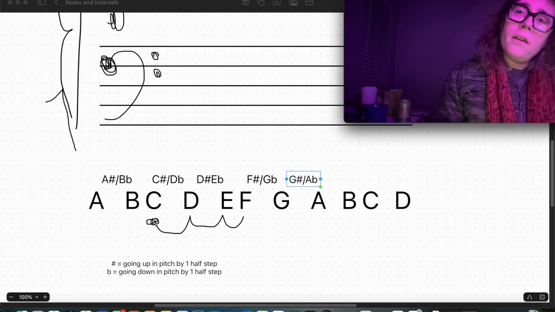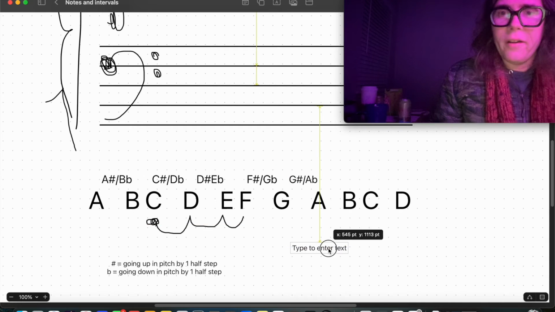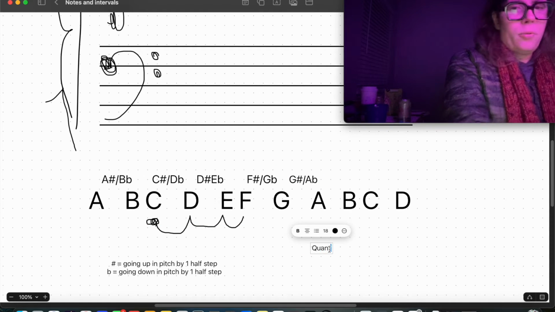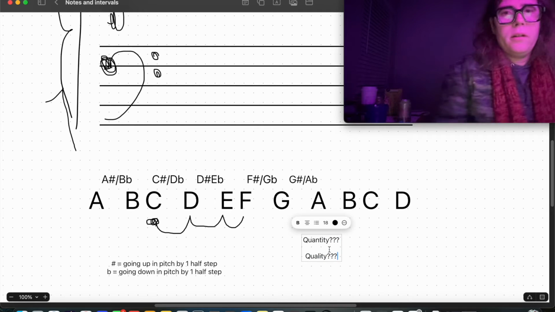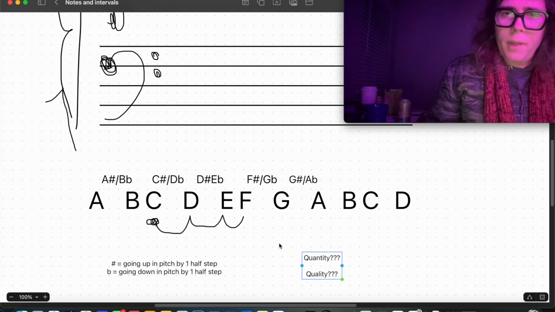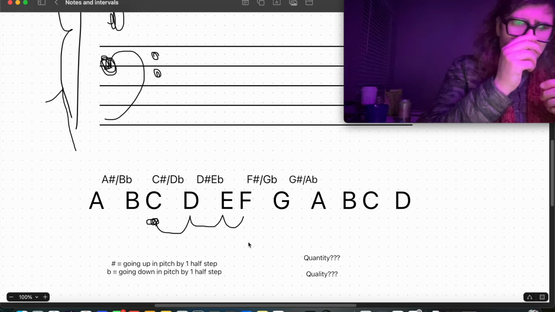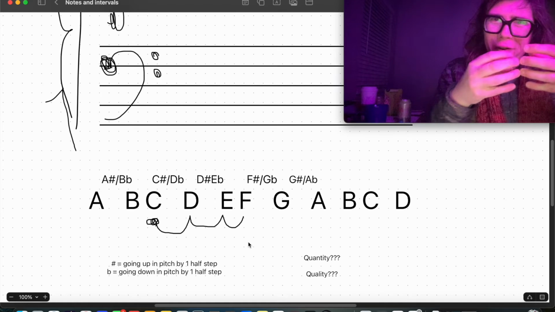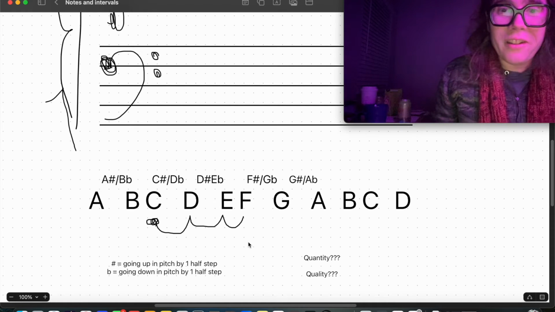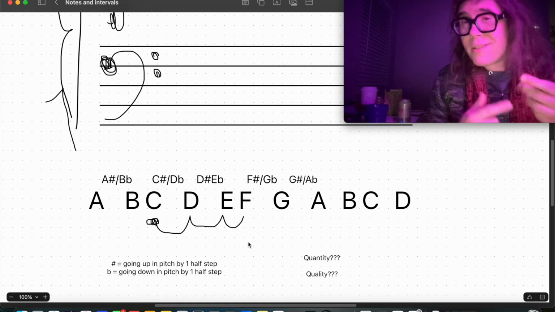So, what is the quantity of this interval? I'm going to write this down just so we're clear. Quantity, quality. Okay. The quantity is the number of letters we've really traversed, essentially. That'll be fine for now. The quality is going to get a little more involved than that. The quality demands that we know a little more.